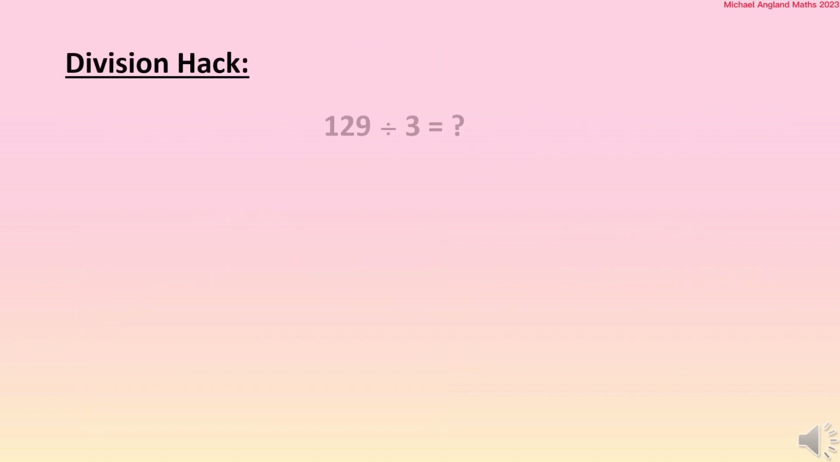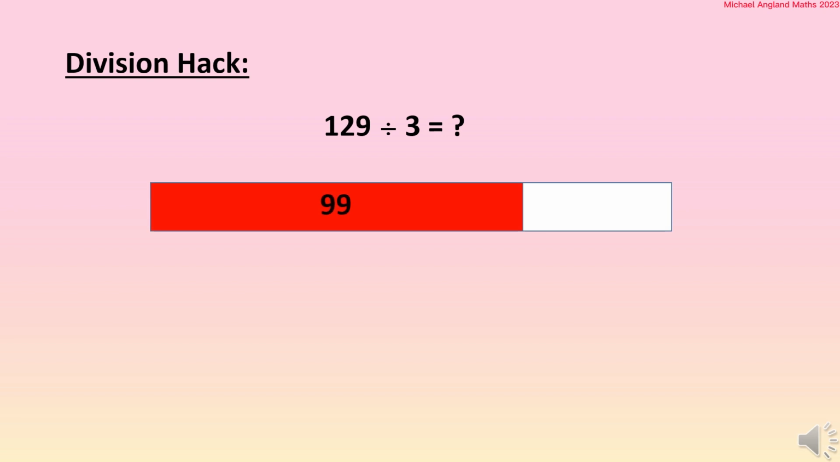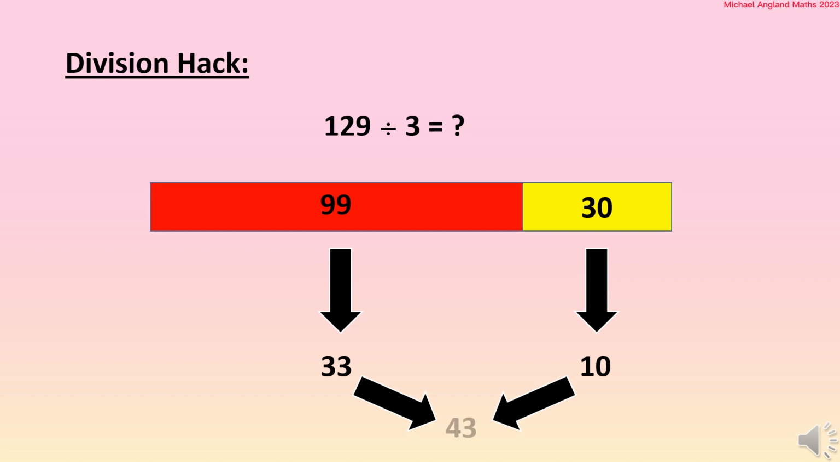Here's a little division hack. What's 129 divided by 3? Well, 129 can be split using a bar here into 99 and 30. Straight away we know 99 divided by 3 is 33, and we know that 30 divided by 3 is 10. If we reconstitute those two, 33 and 10, we get 43. So 129 divided by 3 is just 99 plus 30 divided by 3, which is 33 plus 10. 43.